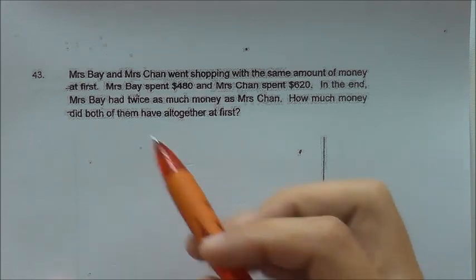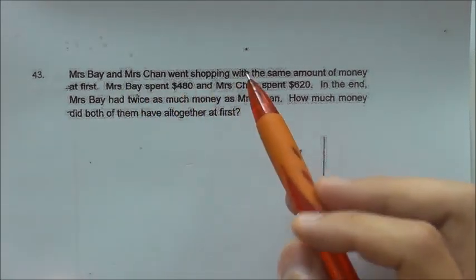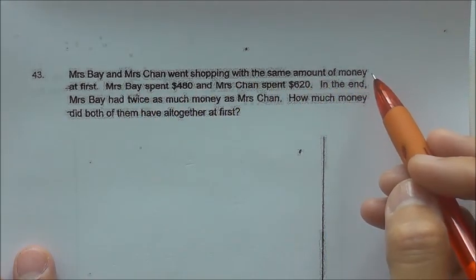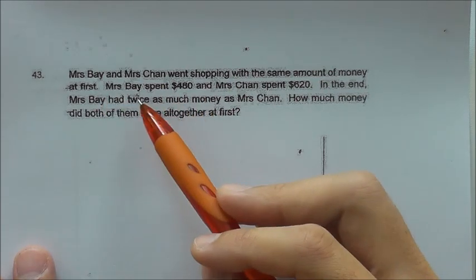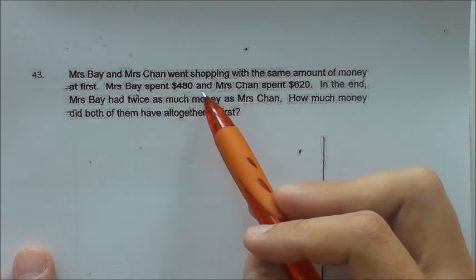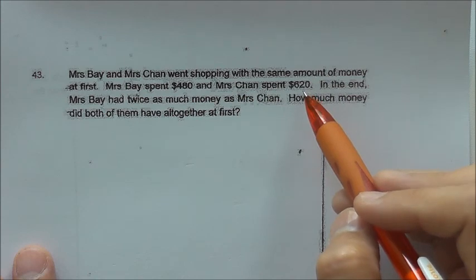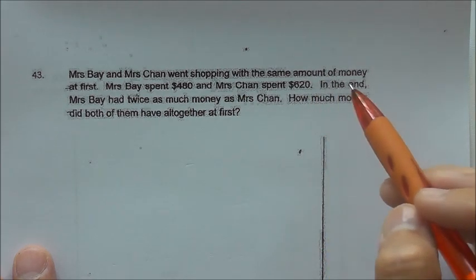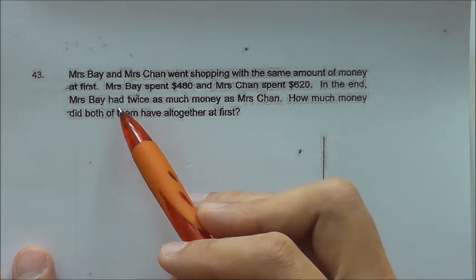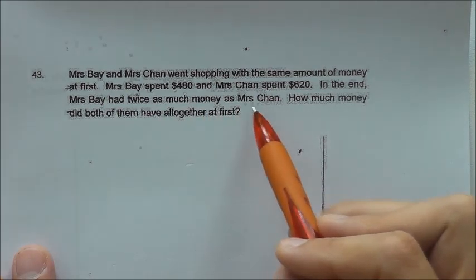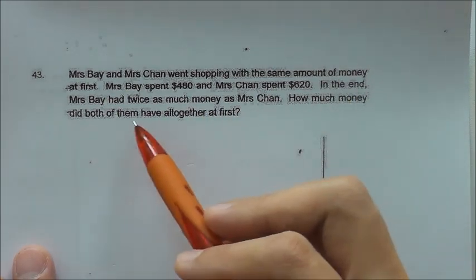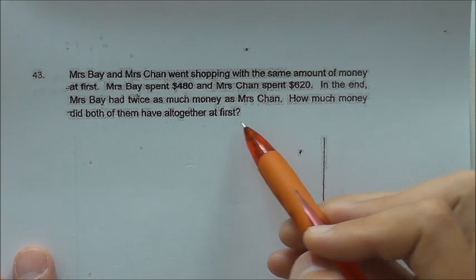Question 43. Mrs. Bay and Mrs. Chan went shopping with the same amount of money at first. Mrs. Bay spent $480 and Mrs. Chan spent $620. In the end, Mrs. Bay had twice as much money as Mrs. Chan. How much money did both of them have altogether at first?